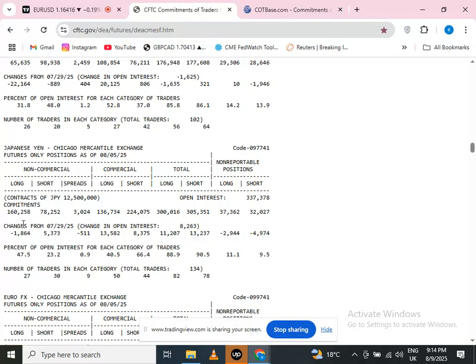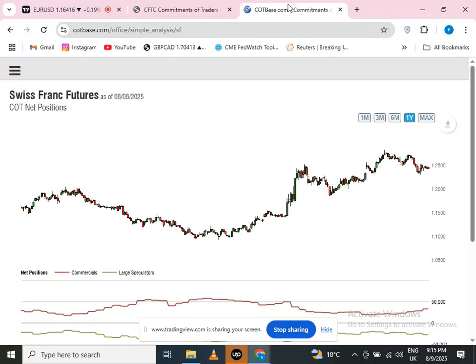Non-commercials means the large speculators added to their positions. They are long 160,000 positions, meaning they are buying, while they are short 78,000. You can look at the chart, because these numbers are complicated. Some people don't understand, or don't know how to convert these numbers into an Excel spreadsheet. That's why you're going to use this website.